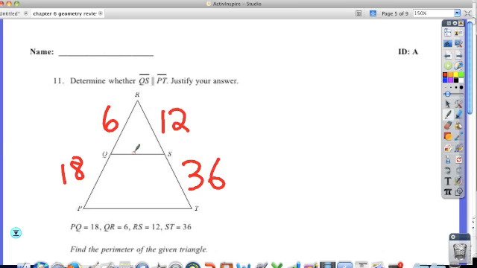Isn't this side going to be 3 times QS? That means that if I actually measure down, and you can see that here, it's breaking it in a 1/3 relationship. 1/3 to 2/3.